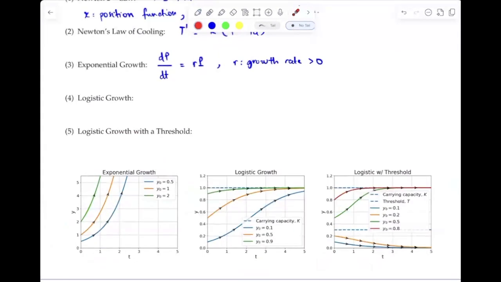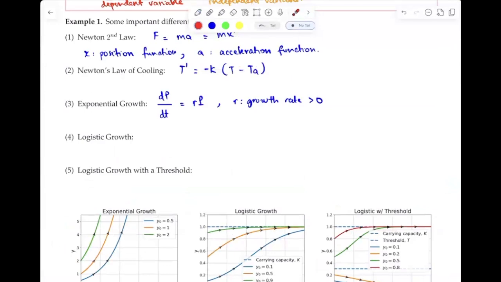And this is a differential equation. This is a first order differential equation because the highest derivative is equal to 1. Again, because the exponential growth model is not really realistic, right? No population can grow to infinity. We have something more plausible and more realistic. It's called the logistic growth model.